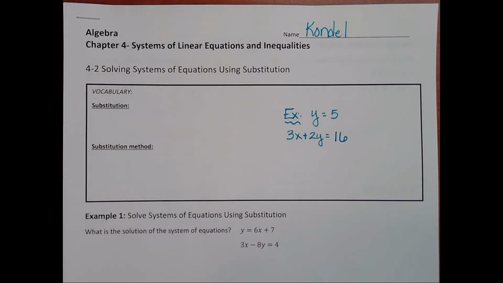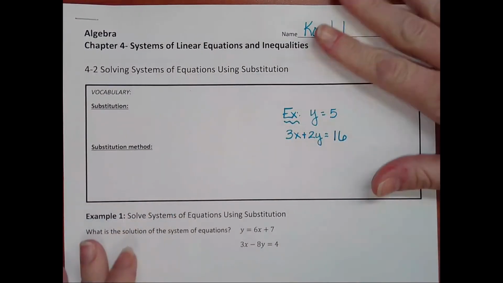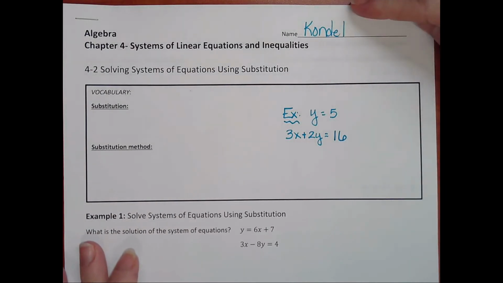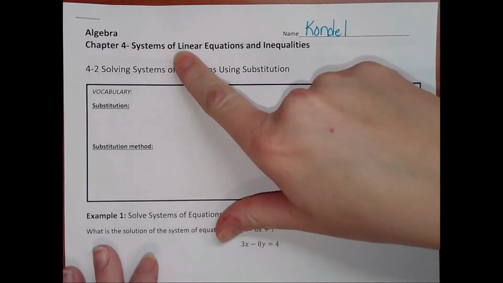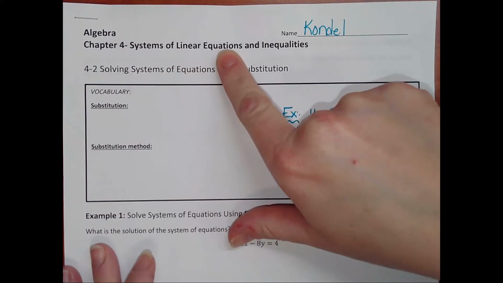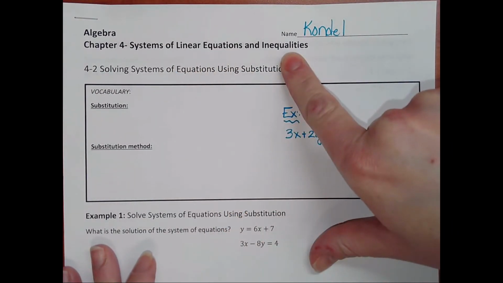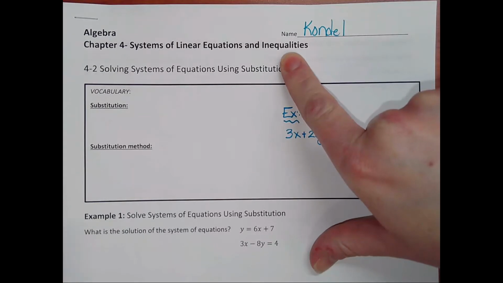All right, guys, we are going to jump right into our chapter 4. So we are starting out actually in section 4.2. We're skipping 4.1 for now. And this whole entire unit is about solving systems of linear equations and also inequalities. Inequalities will be very new, and it's kind of weird.